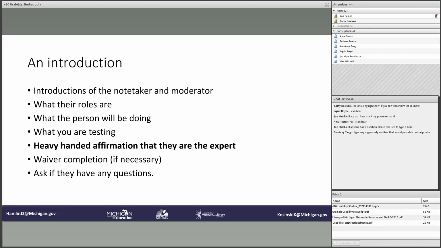This is also where you do the waiver completion, and this is if necessary. If you're recording the screen, if maybe your library needs to cover itself from some legal things, definitely if you're working with children, you need to have the parents around and signing the waiver and all of those fun things. And then ask if they have any questions, because before you get into the test, this is where you really can answer their questions.